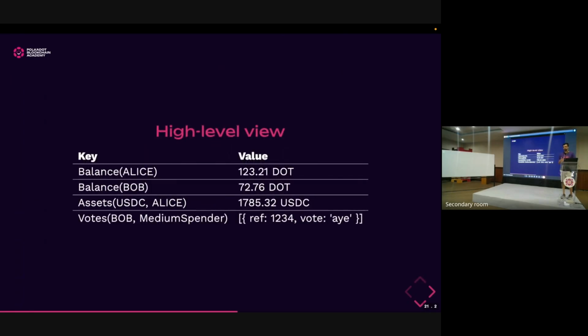So from a high-level perspective, it's just a key value store, right? There's a bunch of keys. So the balance of Alice has this value, and the balance of Bob has 72 DOT. And also for other pallets. So you can have the assets, and you can query for, well, the assets of Alice that are USDC are these ones. And the votes that Bob has done on Medium Spender are those ones, right? So it's all key values. I have this key, I have this value.